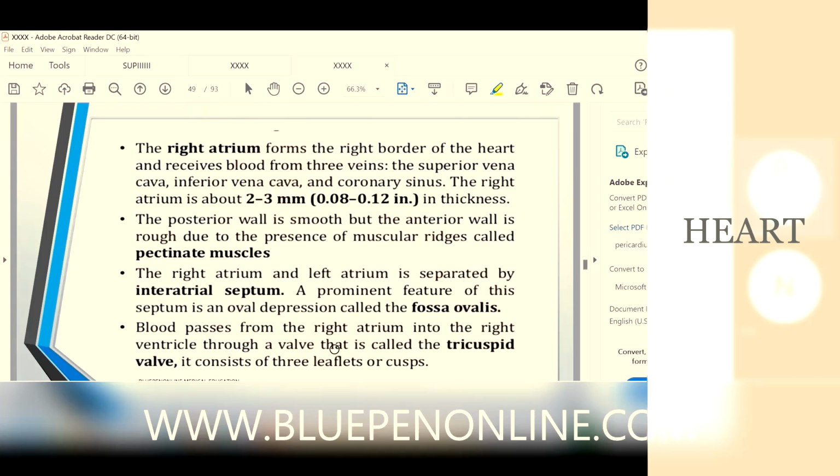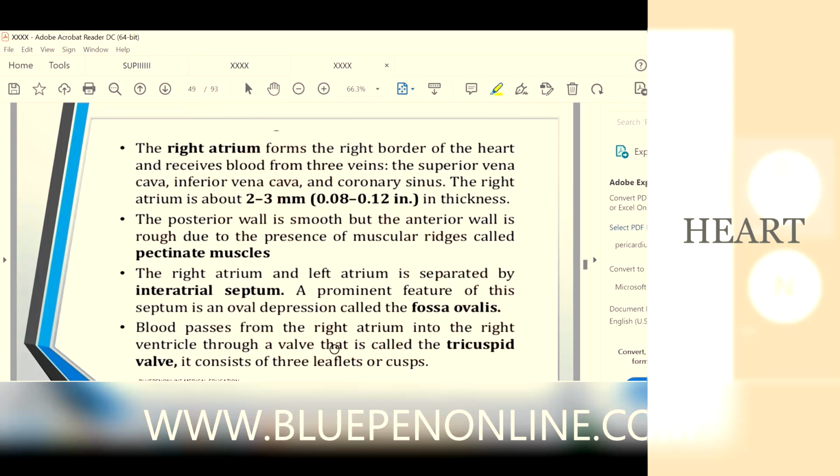Okay, so the right atrium is 2 to 3 mm thick. And if you are taking the interior of the right atrium, it is divided into anterior and posterior parts. Posterior part is smooth and anterior wall is rough. Why is the anterior wall rough? Because there is a muscle ridge that is known as pectinate muscles. I'll show you. And the right and left atrium are separated by the septum, that is interatrial septum.